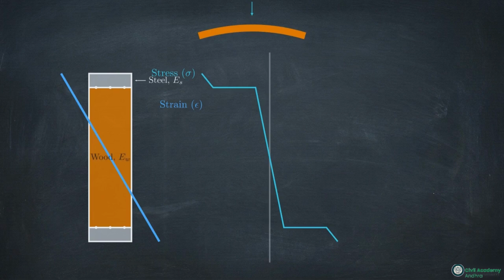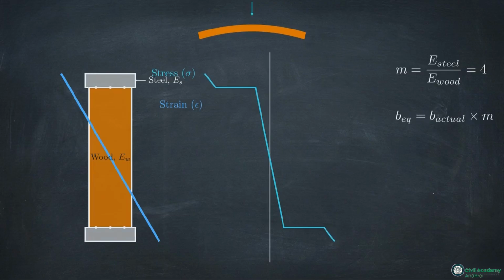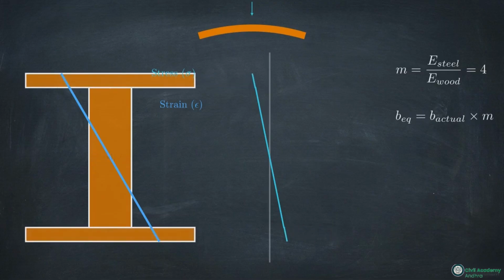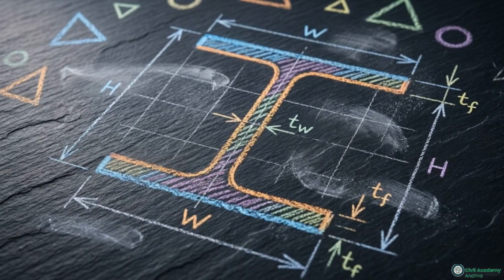To solve this, we use the modular ratio, represented by m. It is simply the ratio of the stiffer material's Young's modulus to the weaker material's modulus. By multiplying the actual width of the stiffer material by the modular ratio, we convert it into an equivalent width of the weaker material, expanding the cross-section mathematically. The modular ratio transforms a complex multi-material cross-section into an equivalent single material shape, which can then be solved using the standard bending equation.